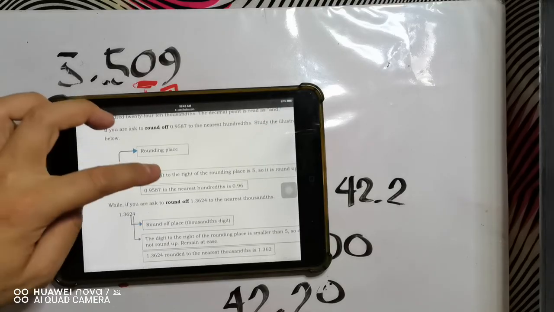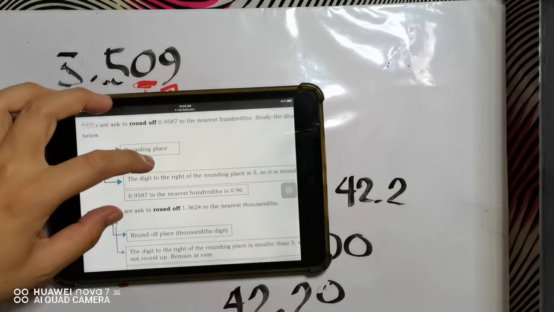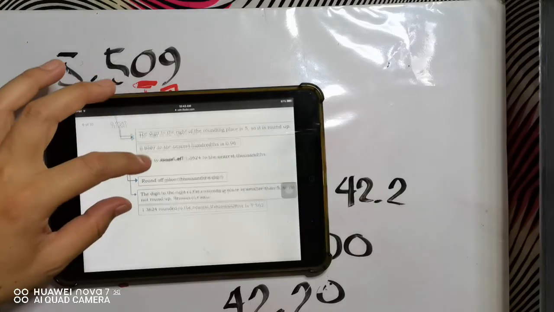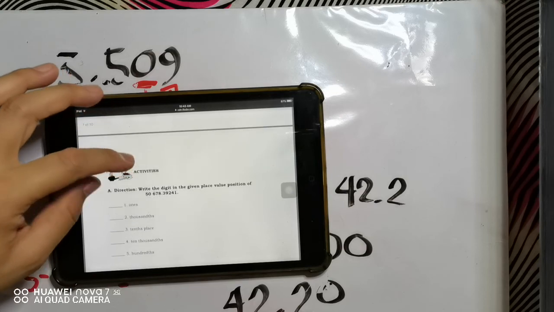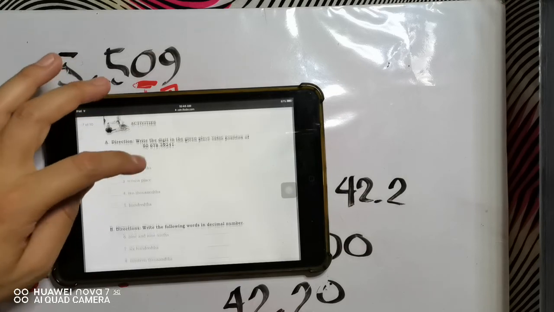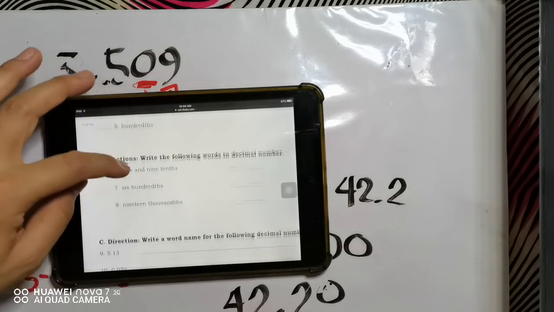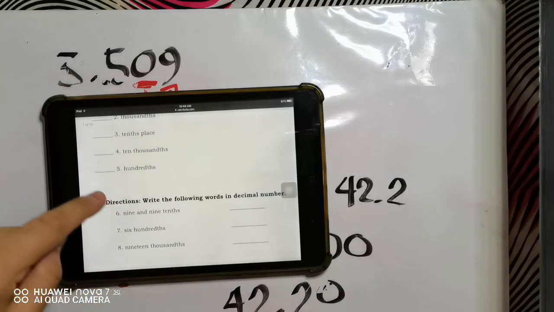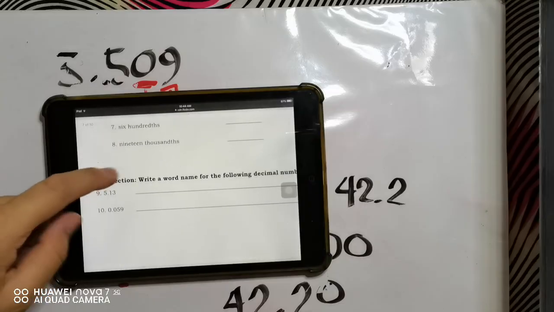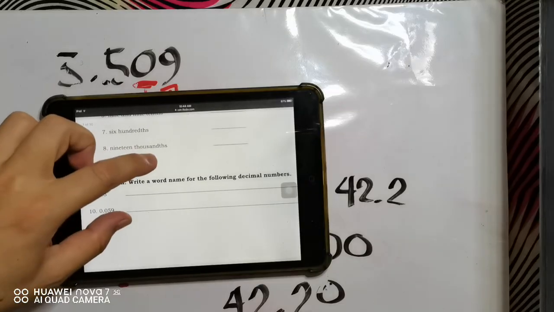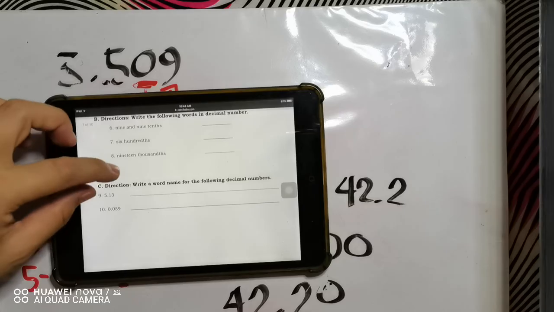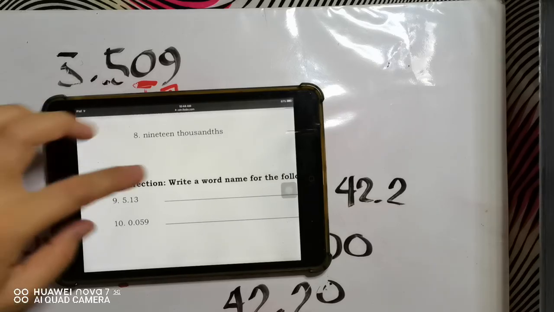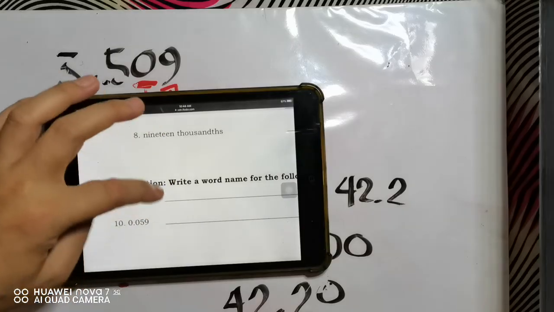Okay. So, in rounding, it is still the same. So, we have two lessons: reading and writing, and then rounding. Okay, so here, write the following in decimal. 9 and 9/10. What is that? Okay, direction. You will make it into words. So, here, it is also the same. Okay, so that's it.